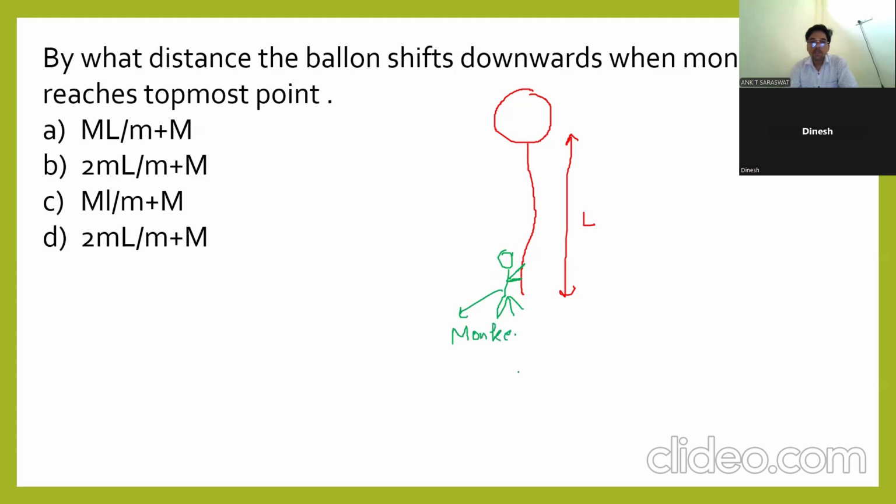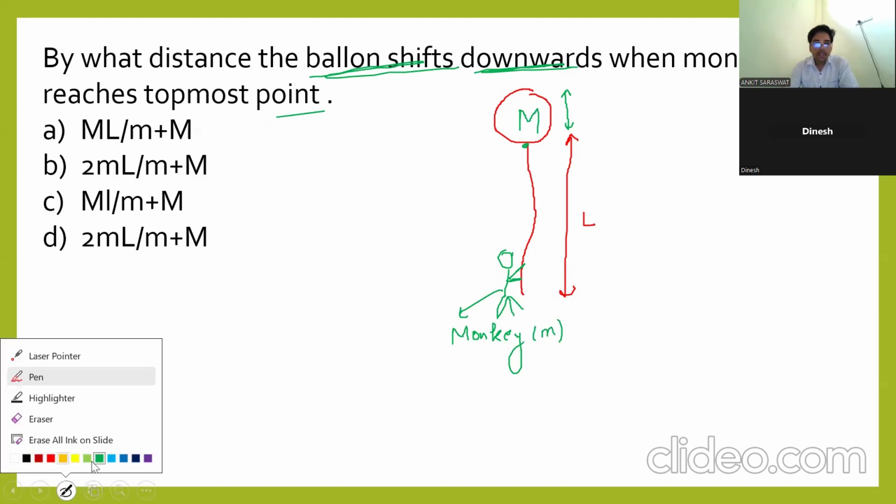My question is, by what distance the balloon shifts downward? How much does the balloon shift downward when monkey reaches topmost point? This is the topmost point. The height of the balloon is negligible as compared to the length of this string, so we will neglect. Topmost means when monkey will reach here at the top. Mass of the balloon is capital M. Mass of the monkey is small m.